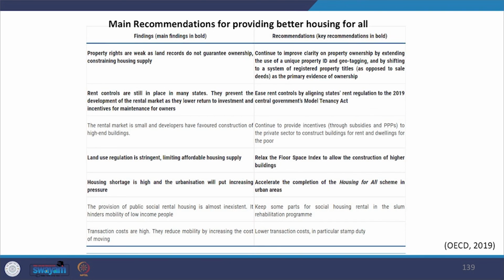The provision of public social rental housing is almost non-existent. It hinders mobility of low income people. That's the observation we see in our market. So, the suggestion made by the report is to keep some part of social rental housing in the slum rehabilitation program. Lastly, we see transaction costs are high in the market. They reduce mobility by increasing the cost of moving. So, the suggestion made is to lower the transaction costs, in particular the stamp duty.